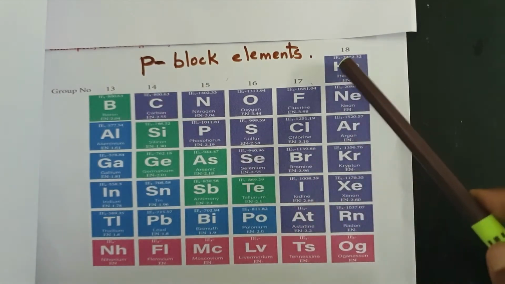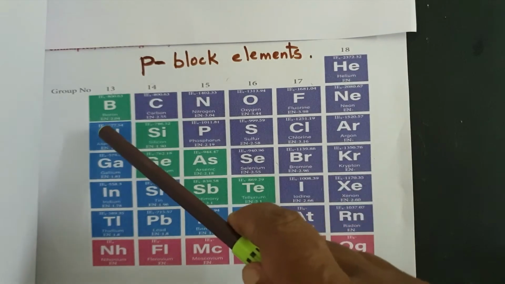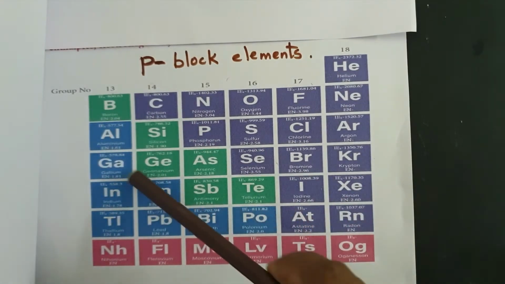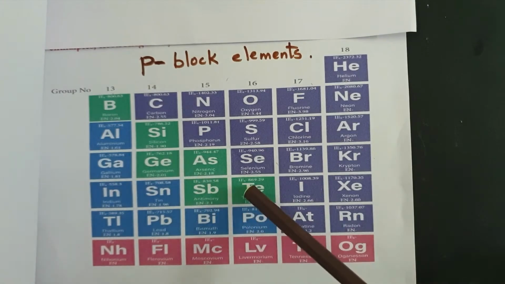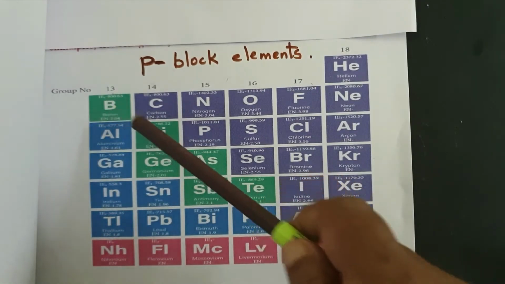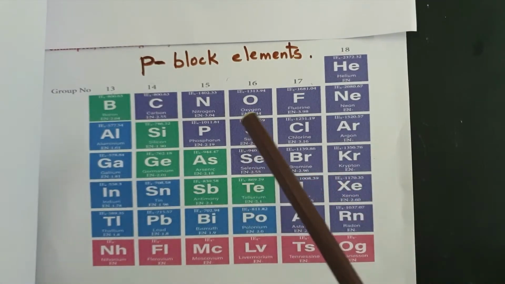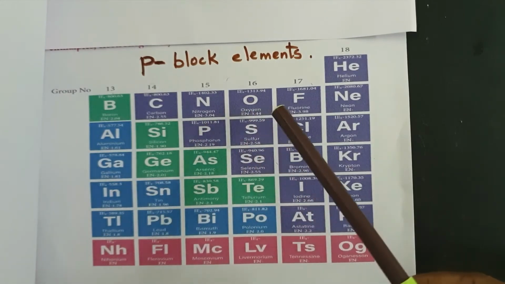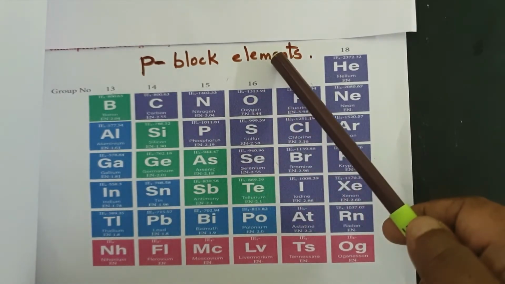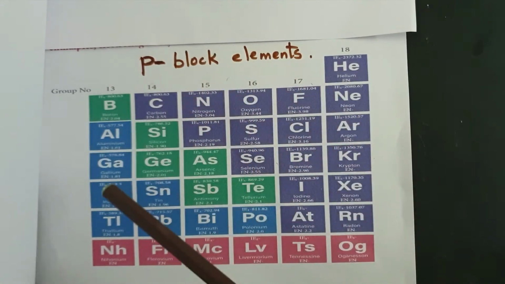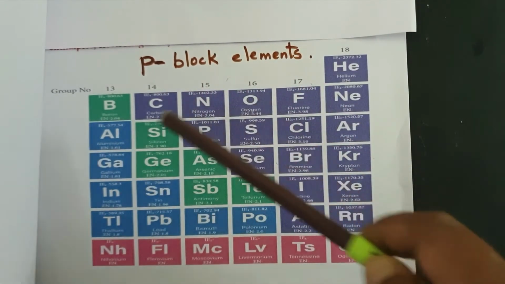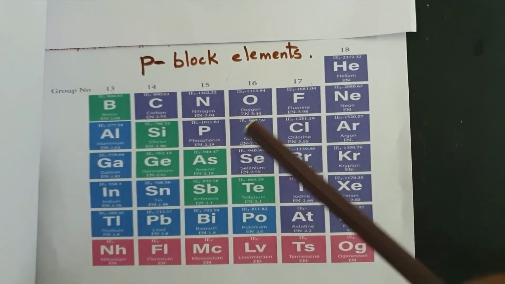These elements have quite varied properties, and this block contains the non-metals. All these are called the non-metals, and the metals are also found in the P block, as well as these green elements which are represented, called metalloids, having properties of both metals and non-metals. So the P block is the only block in which you find metals, non-metals and metalloids together.